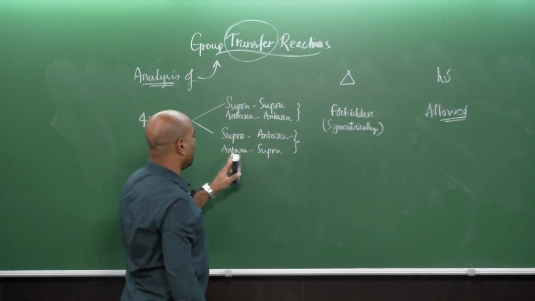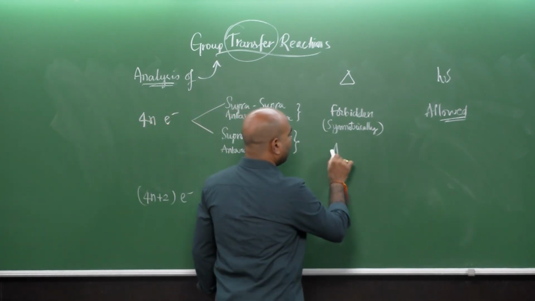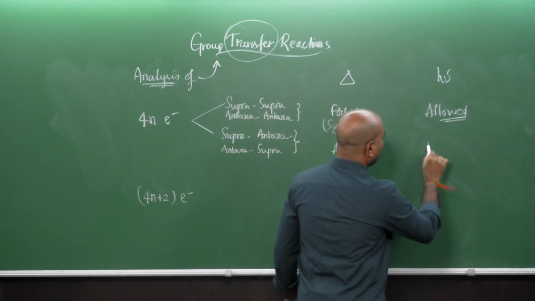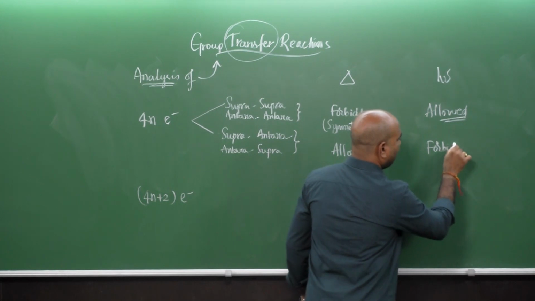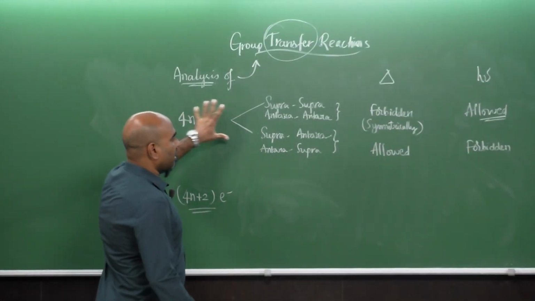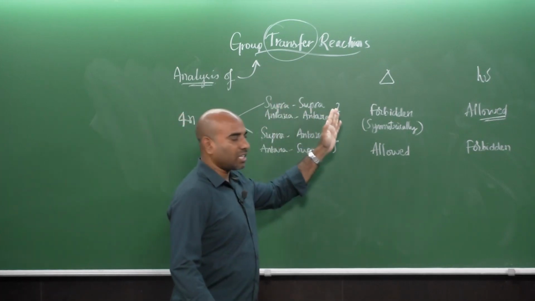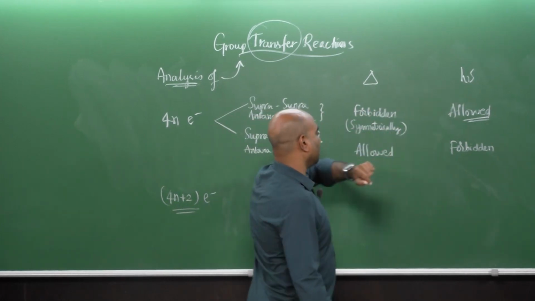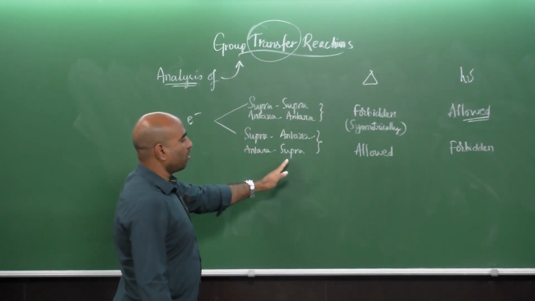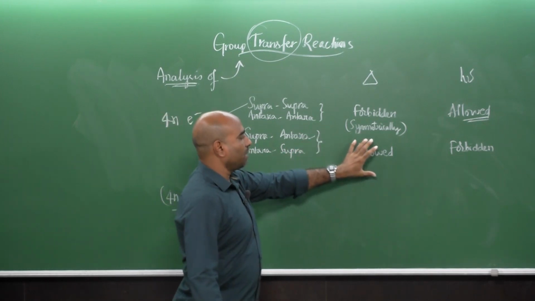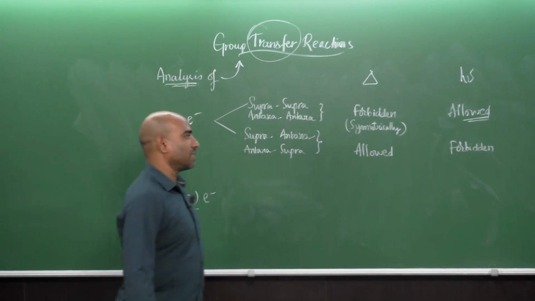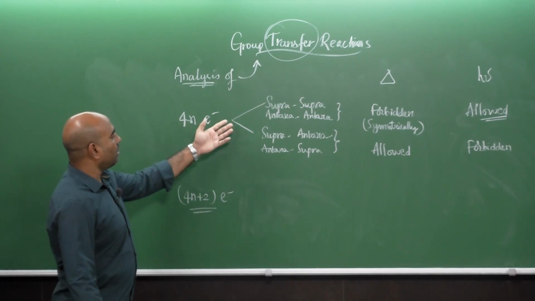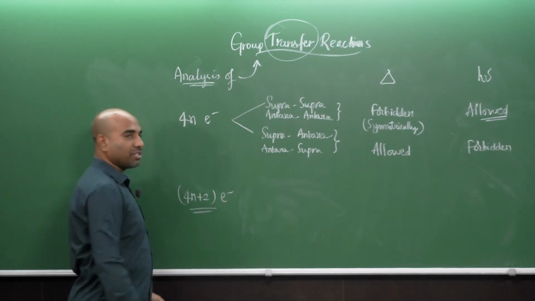If it is supra-antara or antara-supra, then under thermal conditions the reaction is allowed. Under photochemical conditions, it becomes forbidden. So, this is the case with the 4n electron systems, where supra-supra or antara-antara mode is thermally or symmetrically forbidden under thermal conditions and allowed under photochemical conditions. Supra-antara or antara-supra mode of interaction is allowed under thermal conditions and forbidden under photochemical conditions. So, the scenario is completely opposite in the case of 4n plus 2 electron systems.